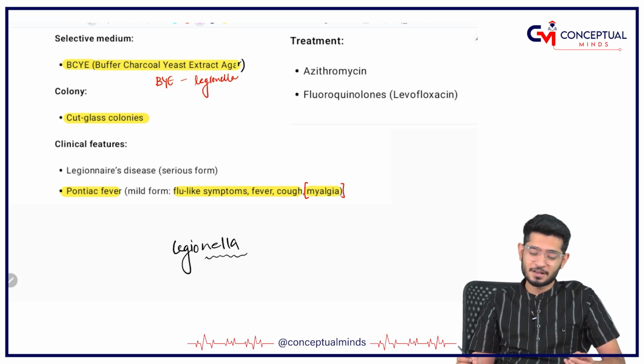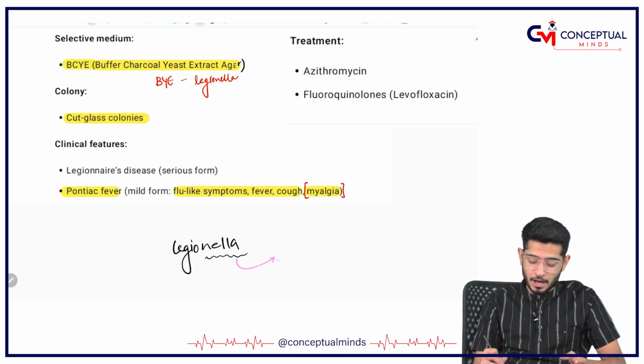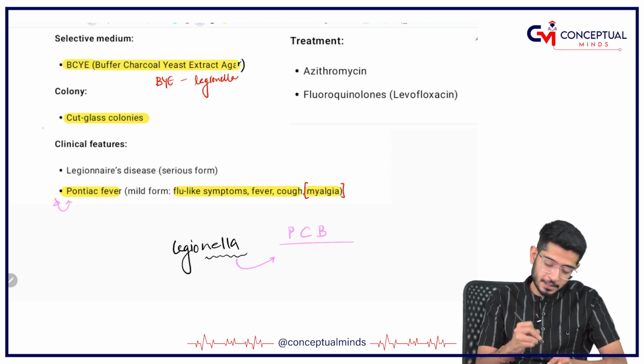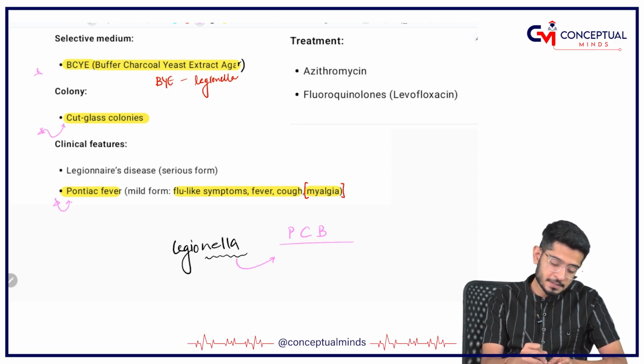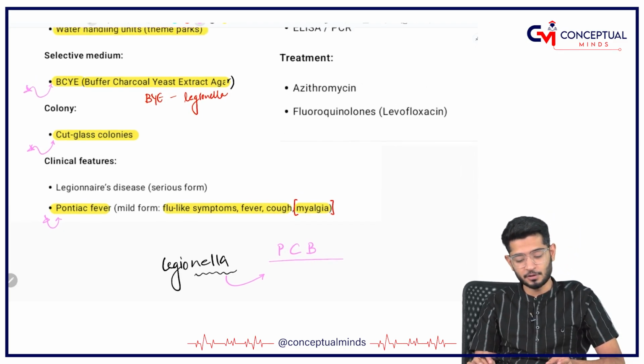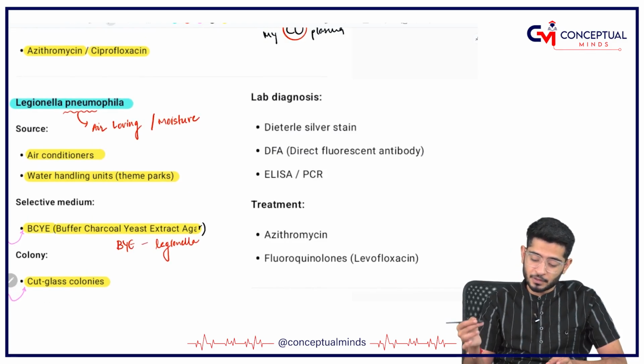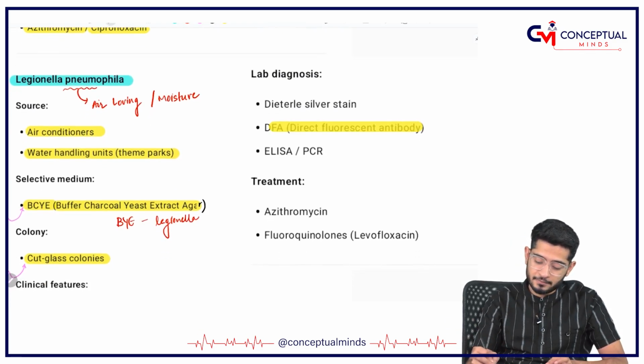So remember, Legionella, very important thing. You are becoming nalla. Why? Because you choose PCB. What is PCB? P for pontiac-like fever, C for cut glass colonies, B for BCYE agar. So this is how to remember Legionella. Yes, the lab diagnosis is either DFA, or ELISA, or PCR.